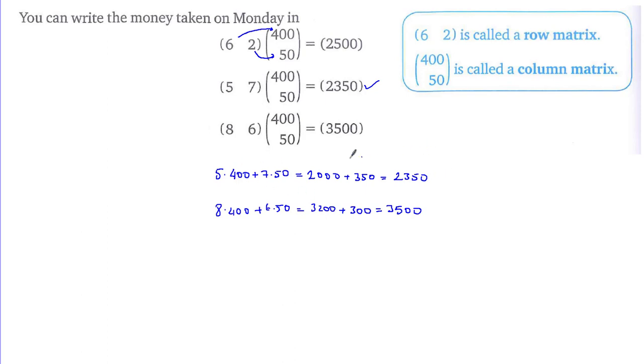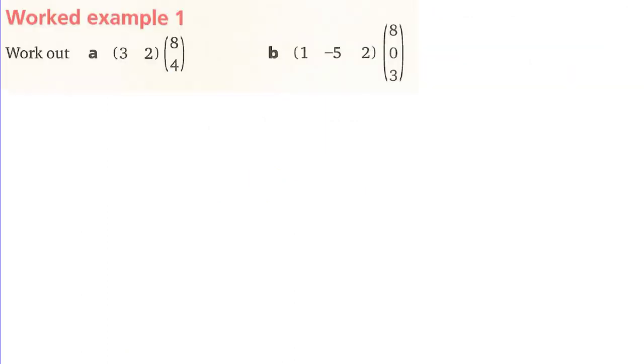And this is the way to calculate a row matrix multiplied by a column matrix. So you're not multiplying each entry, each number by each number. 8 times 400 only, 6 times 50. You should do that and you will get the correct result.